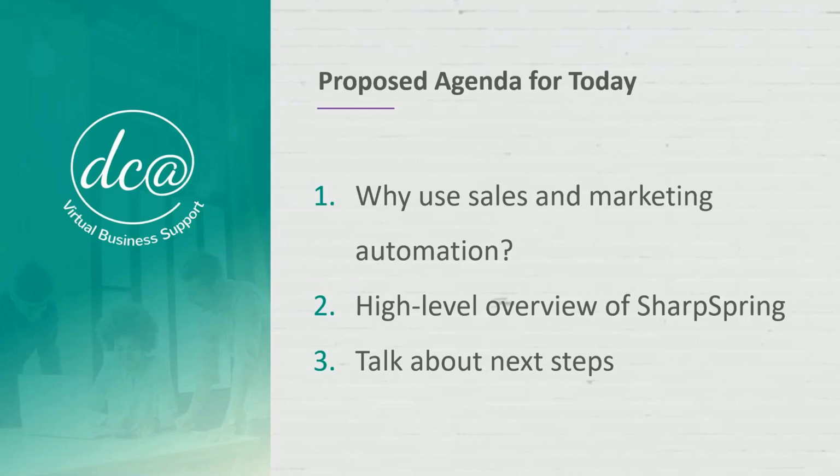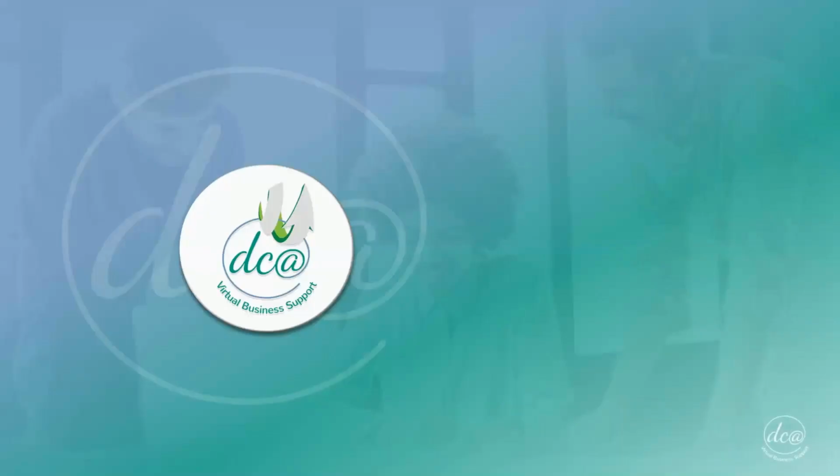This is sales and marketing automation. So it is a software, a tool, and we are a partner agency of SharpSpring. I want to give also a high-level overview of what that SharpSpring technology is and what the next steps would be if this interests you.